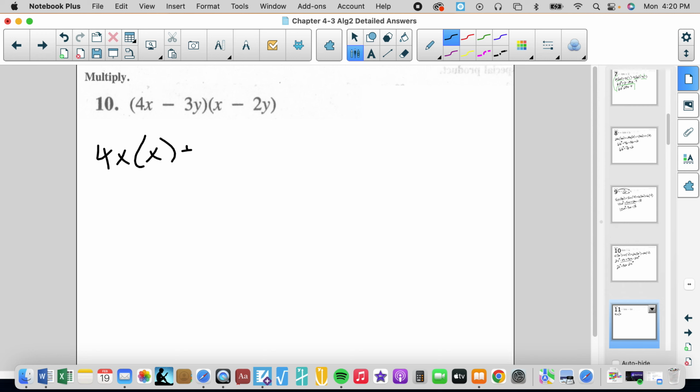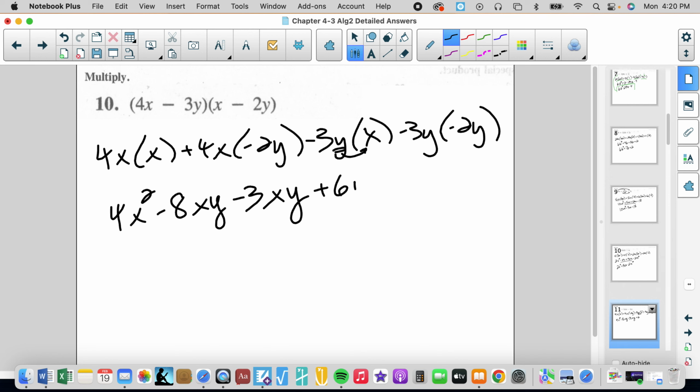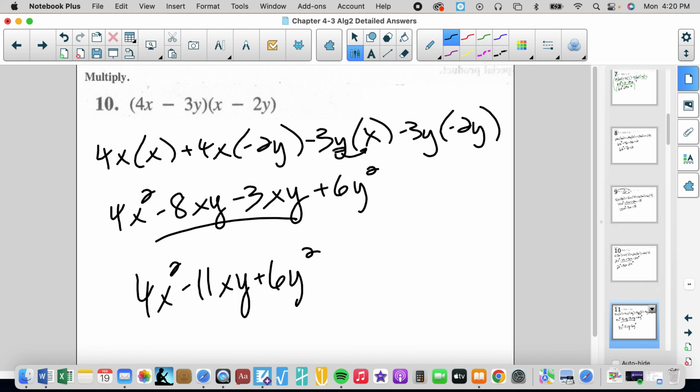4x times x plus 4x times negative 2y minus 3y times x minus 3y times negative 2y. 4x squared minus 8xy minus 3xy. Even though y was multiplied first, we write it in alphabetical order. Plus 6y squared. Like terms: 4x squared minus 11xy plus 6y squared.